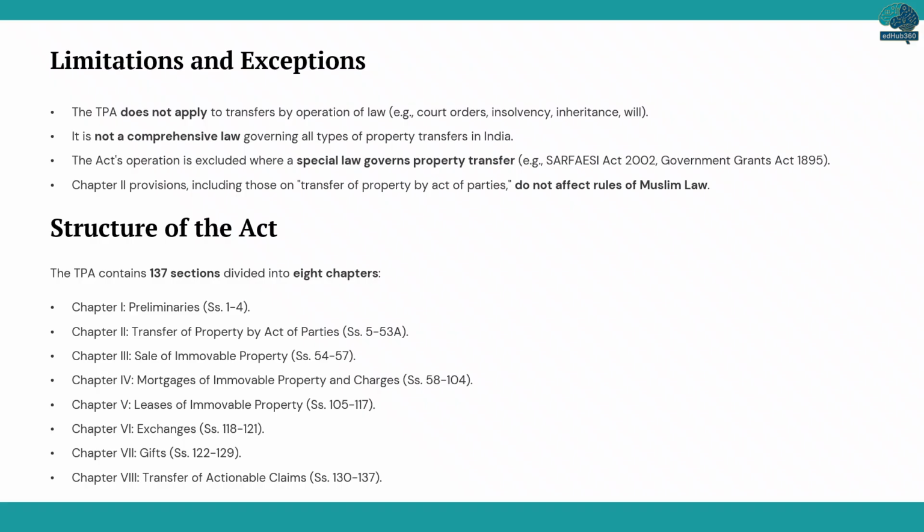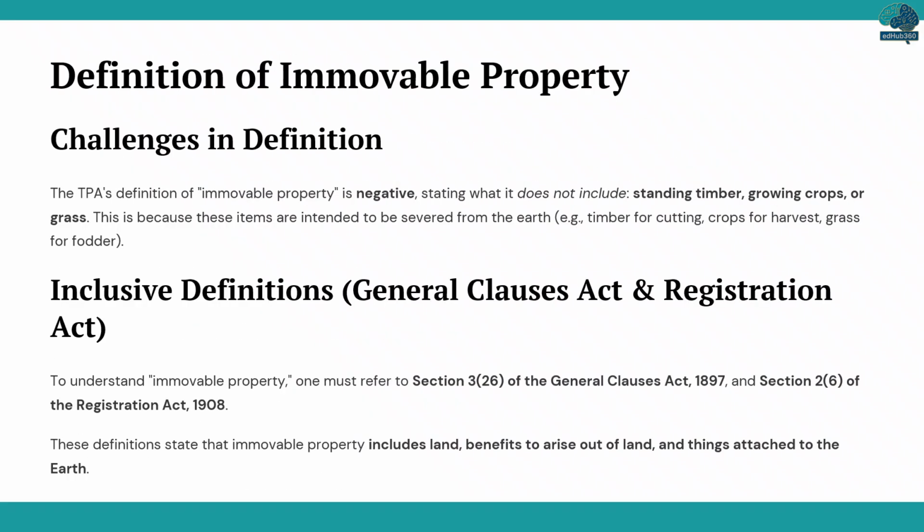Structurally, the TPA is divided into 8 chapters, covering everything from preliminaries and general transfers to specific modes like sales, mortgages, leases, exchanges, gifts, and actionable claims. One of the initial challenges in understanding the TPA is the definition of immovable property. The Act's definition is actually negative, stating what it doesn't include: standing timber, growing crops, or grass, primarily because these are intended to be severed from the earth.